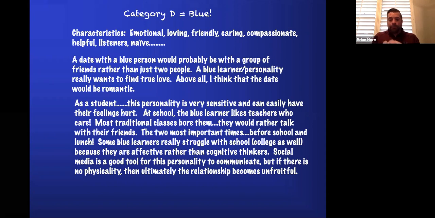But they are very affectively mature. So we'll go back and think in terms of cognitive and affective development. The blue is very affectively mature, and they are good at helping friends through tough situations. They care and they find different ways to do that.